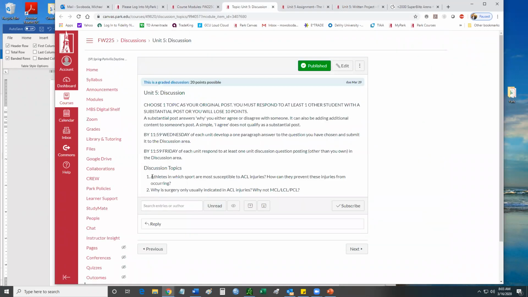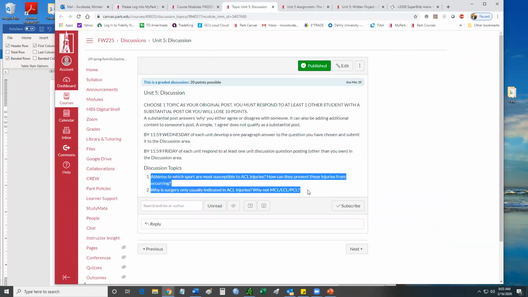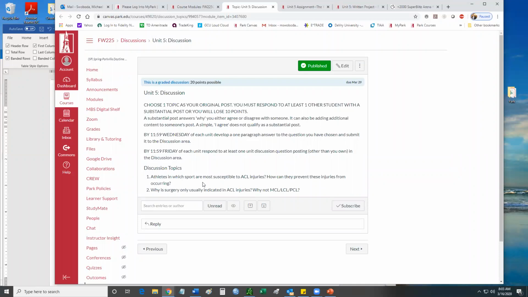For the discussion here, there are two options. You need to pick one of these. Sports that are most susceptible to ACL injuries, and how can we prevent these from occurring? Or, why is surgery usually indicated for ACL injuries, and why not any of the others? We'll be covering that probably on Wednesday.